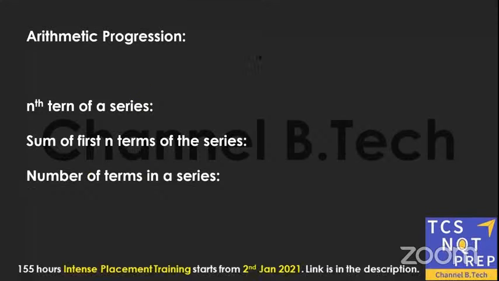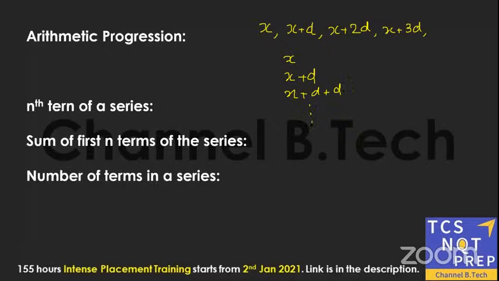Arithmetic progression is a series of numbers where, if the first term is x, the next term will be x plus d, where d is the difference. The third term will be x plus 2d, and x plus 3d will be the next term. Every time, if the first term is x, the next term will be x plus d, and the third term will be x plus d plus d. Whatever is there in the previous term, to that we add the difference to get the next term. Like that, it will go on.